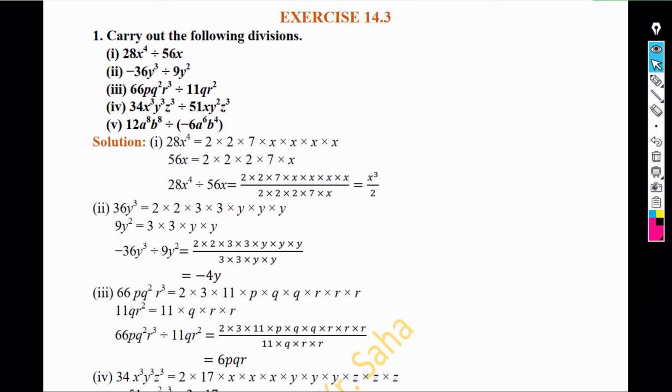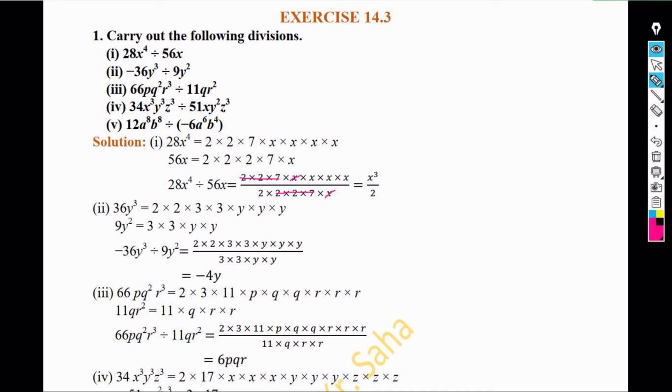and cancel the common factors from numerator and denominator. Then after cancelling, you will get 2 into 2 into 7, and cancel 1x from numerator, 1x from denominator. You will get in the numerator x cube and in the denominator 2, that is x cube by 2 is the result.